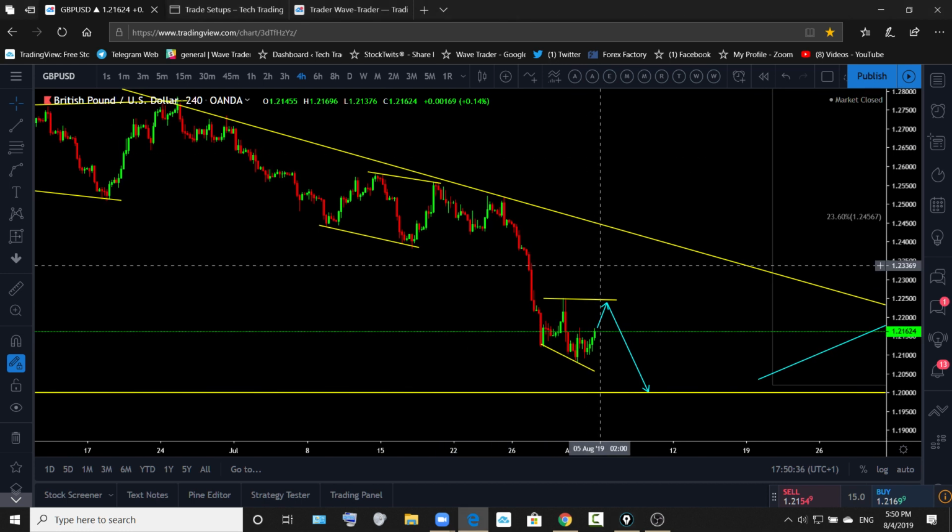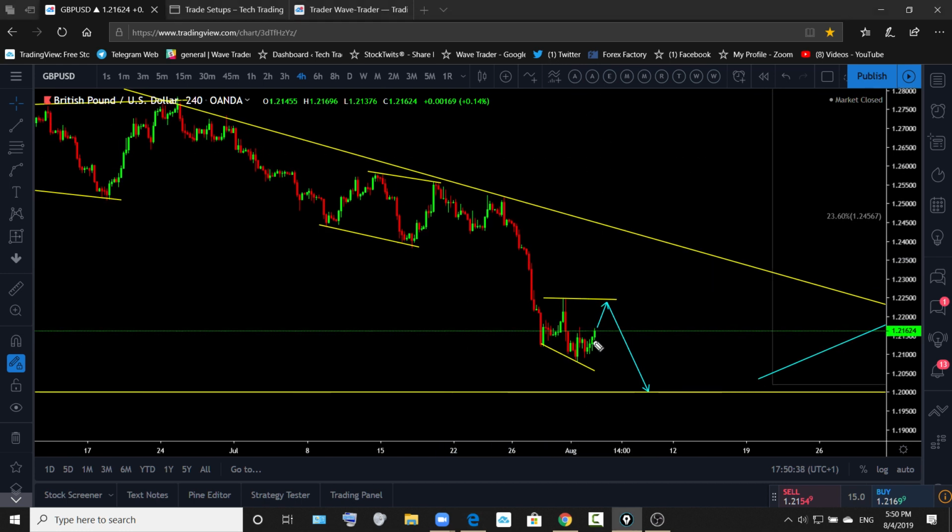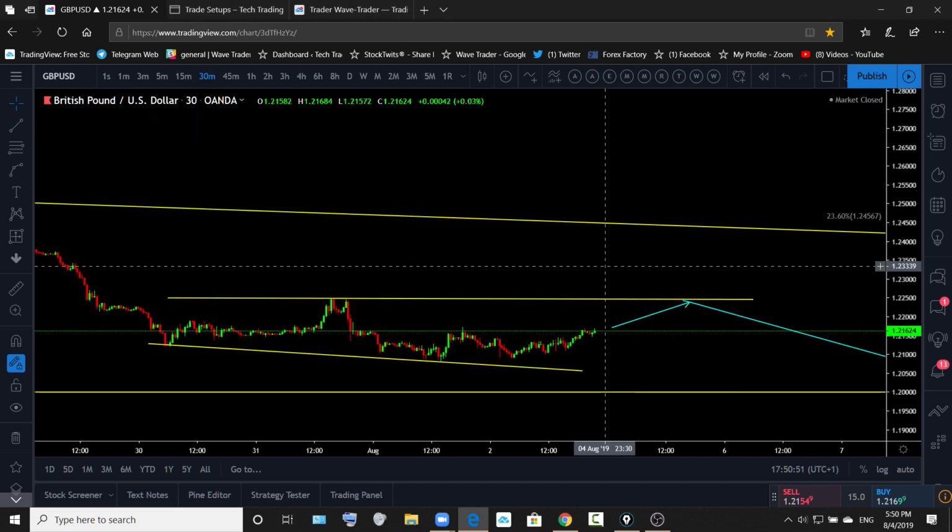Okay, so short-term continuation. This correction can get bigger, back to that trend line, and then pound can go lower. All right, so let's straight away get into the lower time frame and look at it.